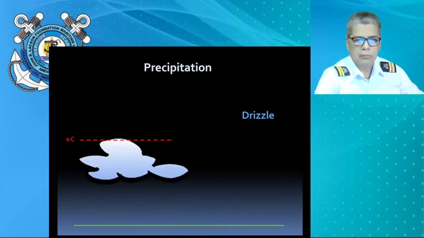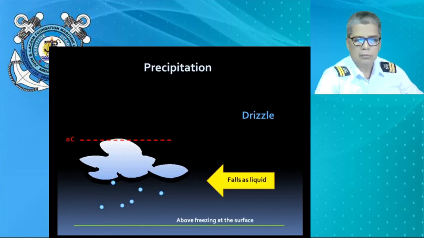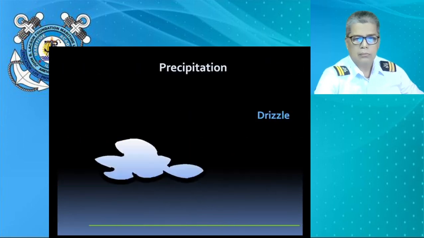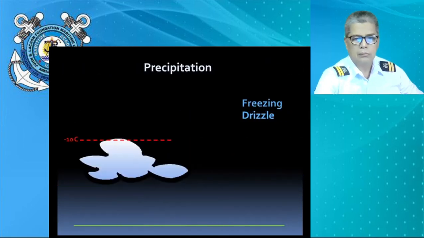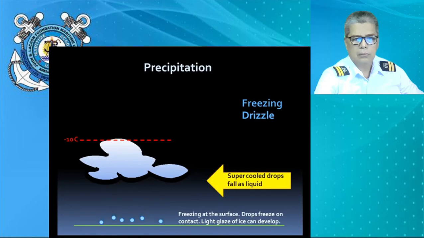Drizzle generally develops on the below-hanging stratus cloud, and it is an all-liquid process. The droplets get big enough and heavy enough to fall, but are much smaller than raindrops and can resemble mist. Freezing drizzle is just like drizzle, except the temperatures at the surface are at freezing or colder. Supercooled water droplets fall to the surface, freezing on contact.